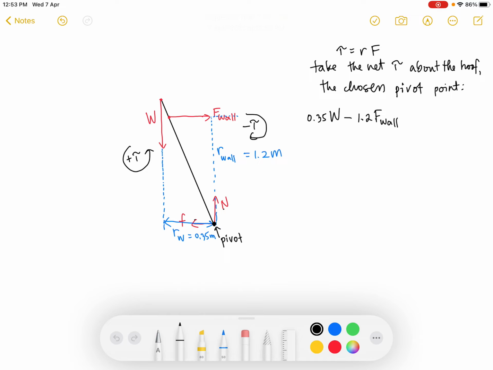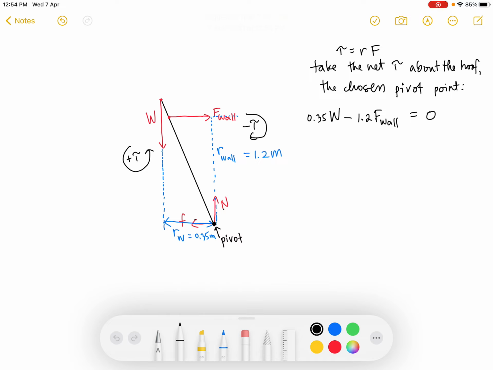So we have now accounted for all the forces. We only have two forces that will contribute to the net torque, because the frictional force and the normal force will have 0 torques, since we've put our pivot point where the frictional force and the normal force are. So the net torque will just be due to the weight force and the F wall, and the sum of those torques is equal to 0.